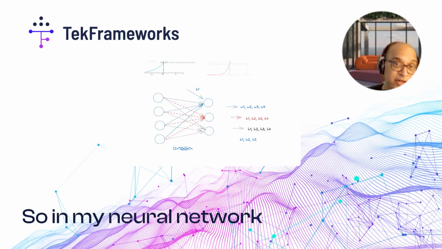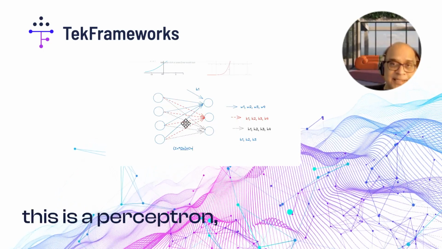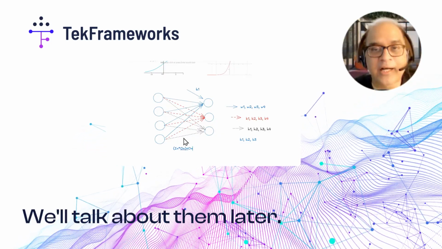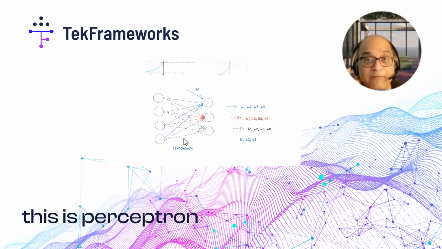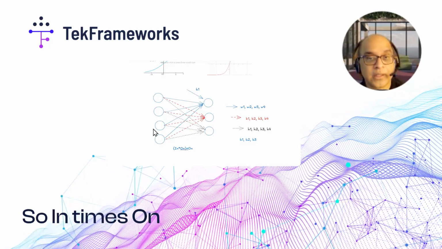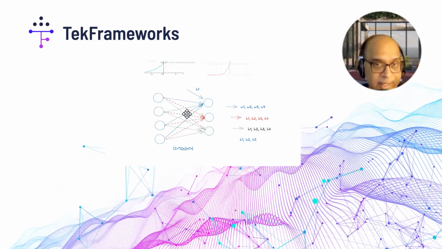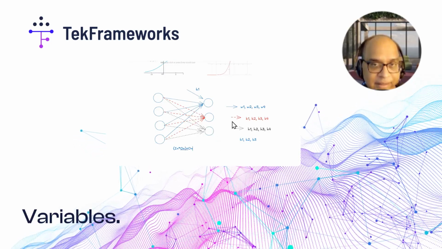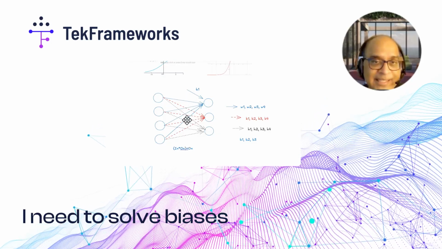So in my neural network representation of a multi-class classification, this is a perceptron, this is not a complete network. There are more complex neural networks. We'll talk about them later. But this is a perceptron to solve a multi-class classification. So In times On, that is 4 times 3, 12, plus 3. 15 variables I need to solve, weights and biases.